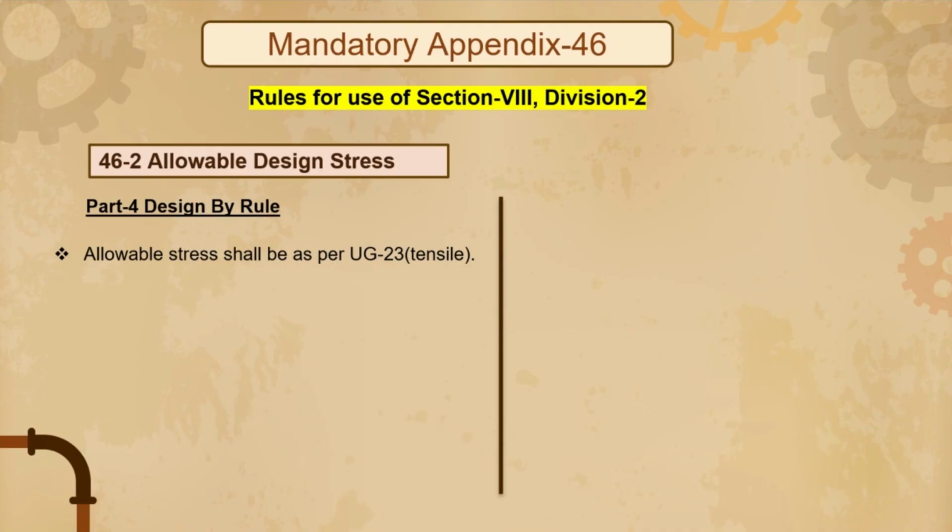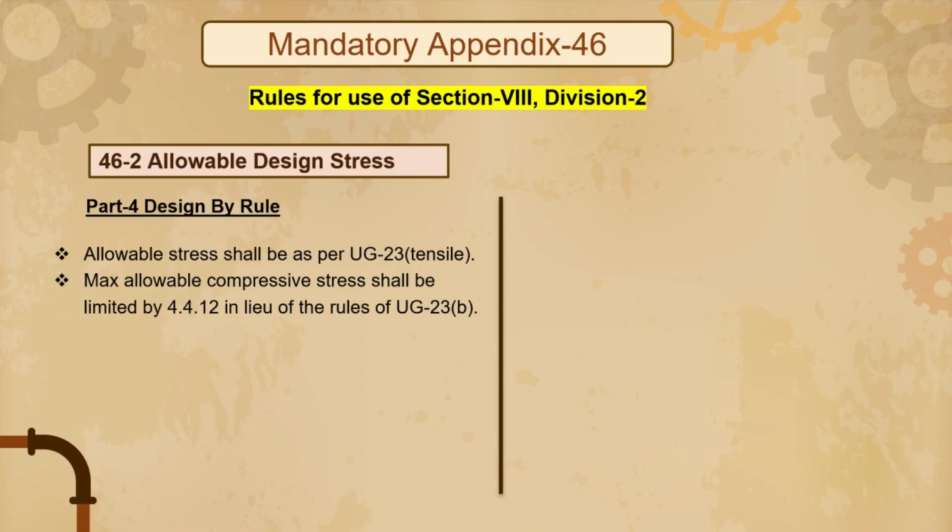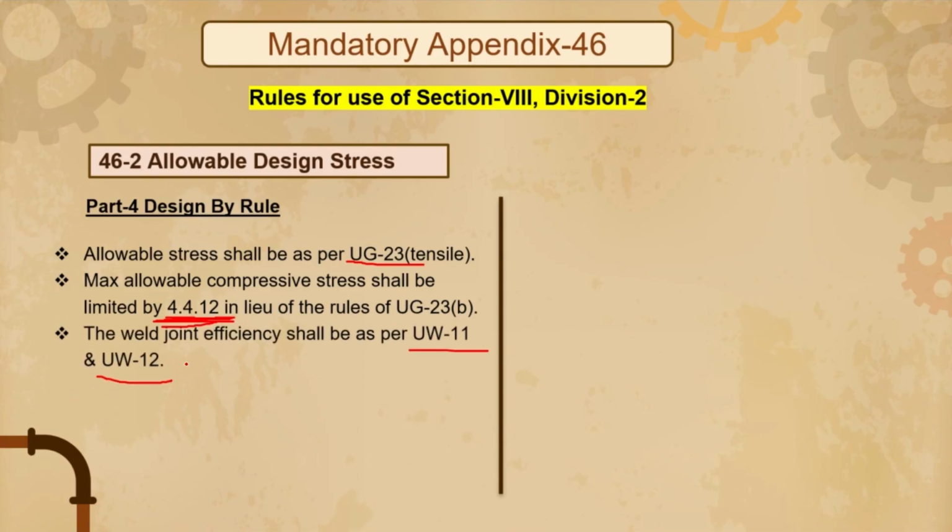But what about compressive stresses? What about maximum allowable compressive stresses, guys? Maximum allowable compressive stresses shall be limited by 4.4.12 in lieu of the rules of UG-23B. So you cannot use UG-23B for maximum allowable stresses. You need to follow 4.4.12, Division 2 Part 4. Okay, I hope you are getting the point. For tensile allowable stresses, follow UG-23A. For maximum allowable stress conditions, follow Division 2 Part 4, 4.4.12. And you need to consider joint efficiency as per the UW-11 and UW-12 table. Okay, I hope you got the point.